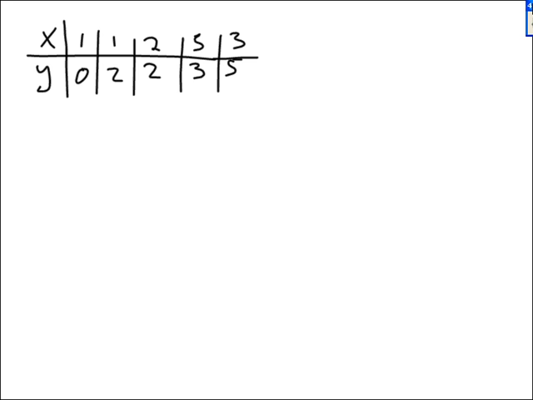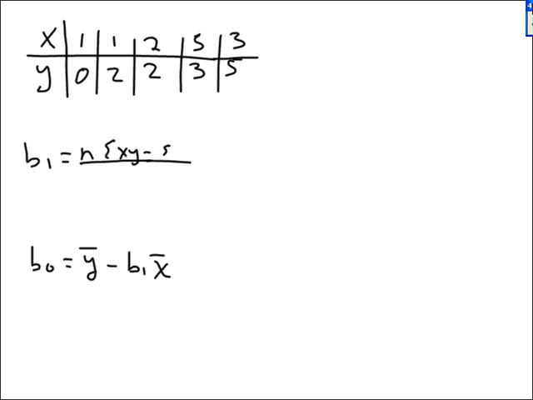Okay, so now we want B1 and B0. Remember that B0 is y average minus B1 times x average. That's an easy one. But B1 is an unfriendly one. It's n times the summation of xy minus the summation of x, and multiply that by the summation of y, and then divide that by n times the summation of x squared, and then don't forget to take the summation of x squared away from that.